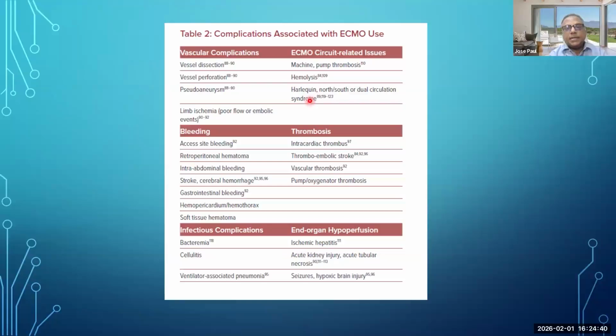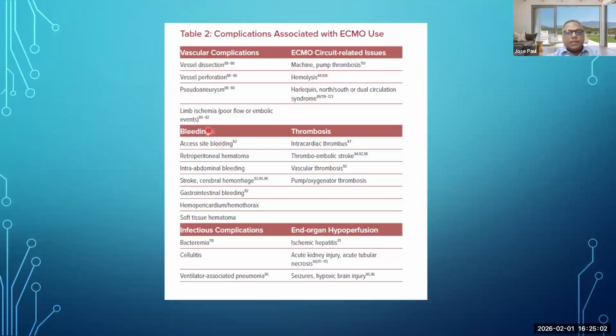Due to the activity of the centrifugal pump, the blood can undergo hemolysis. Then there is an interesting condition known as north-south syndrome or Harlequin syndrome, where the top part of the patient, the head as well as the upper limb, becomes blue in color and the lower limb is well oxygenated. This is due to improper mixing of the deoxygenated as well as oxygenated blood.